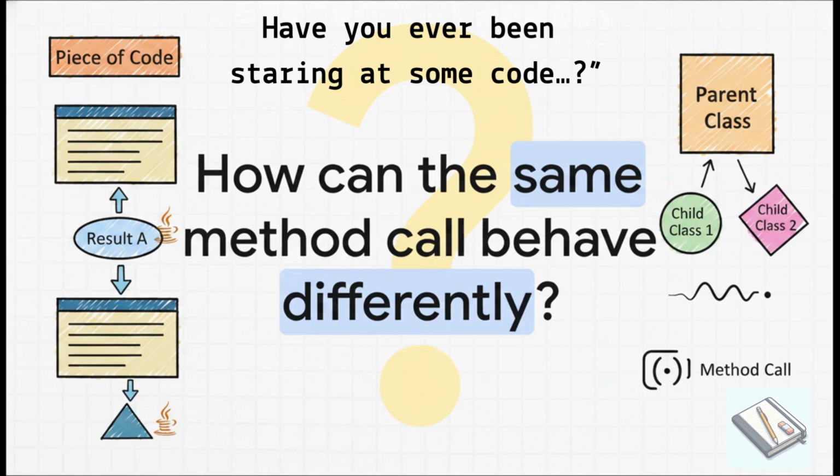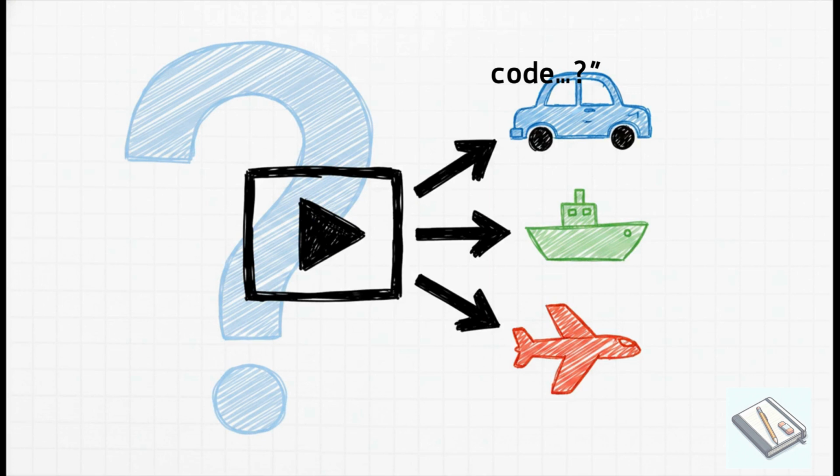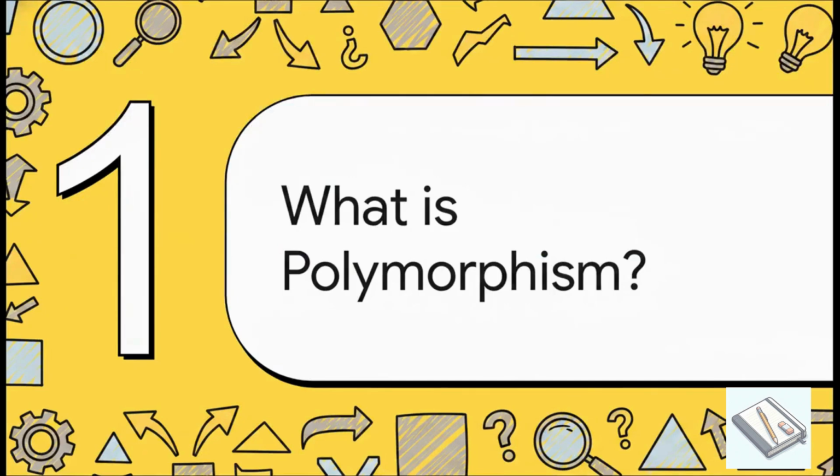But it's not a bug. It's a fundamental feature of good Java code. And that's the puzzle we're solving today. You've got one method name, but it can trigger a whole bunch of different behaviors. This magic is called polymorphism. And in this explainer, you're going to see exactly how it works, using both method overriding and method overloading. So let's get down to it.